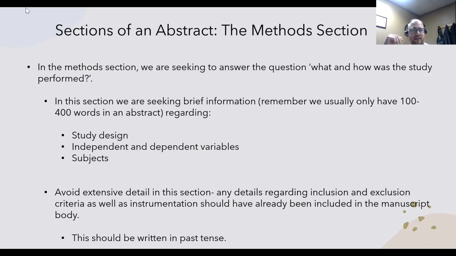It's important to note that in the abstract, we're not including inclusion or exclusion criteria. That's not here, right? That's in the body of the paper. And any details about instrumentation, right? Those things can be readily handled in the body of the paper. It's very important to write this method section in past tense.